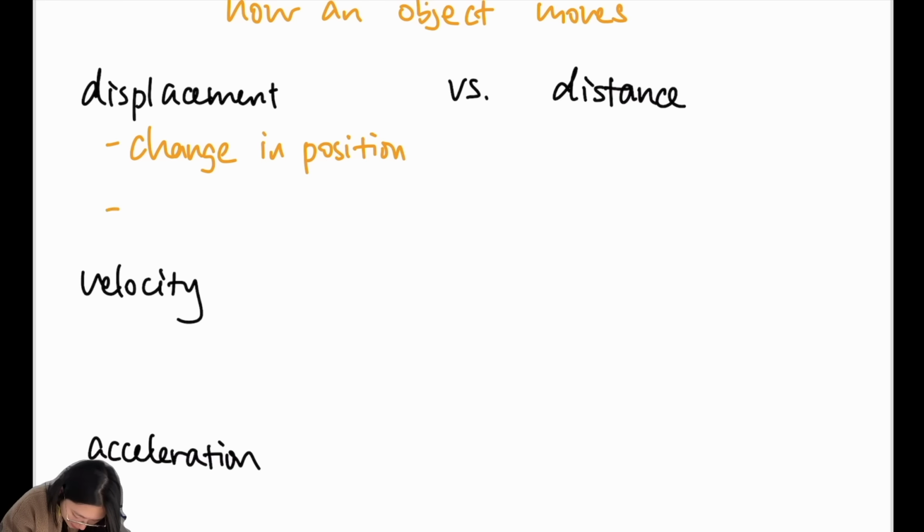And a lot of times it's represented as delta x, which is x final minus x initial. You can replace x with y if it's moving up and down in vertical motion. And when it comes to distance, you will have to take every single part of the path you took. So let's say you move between point A and B.